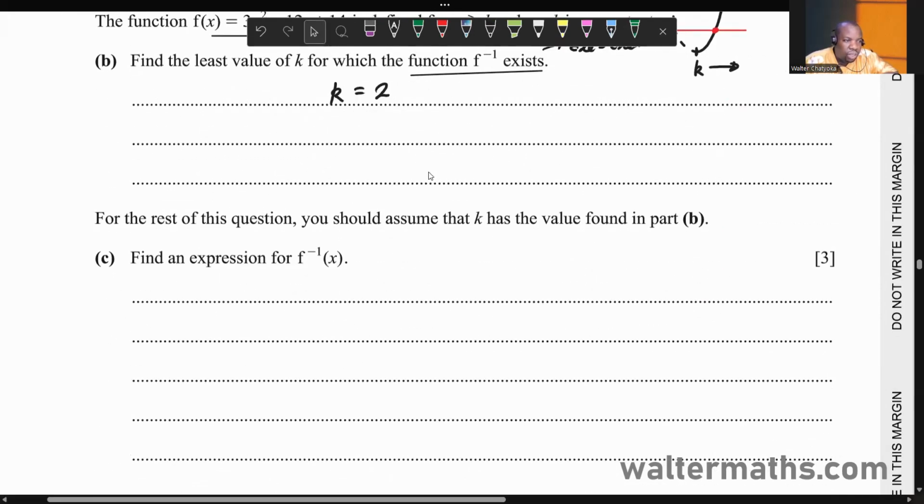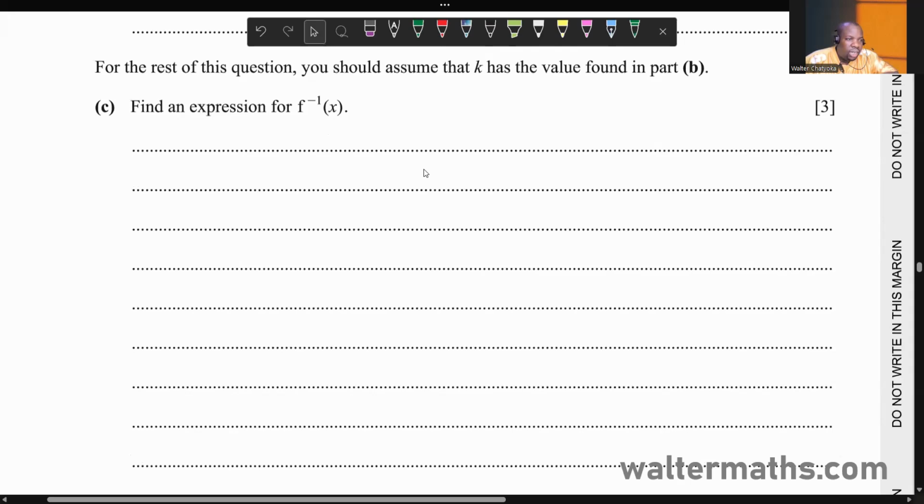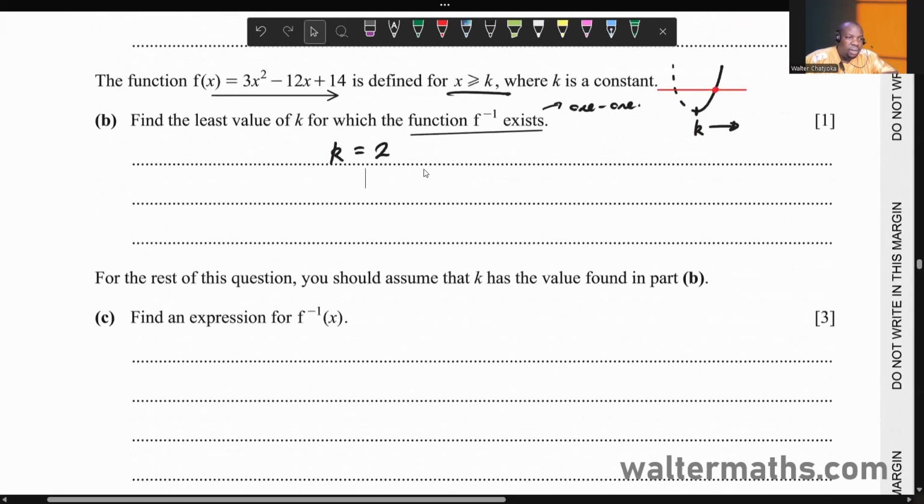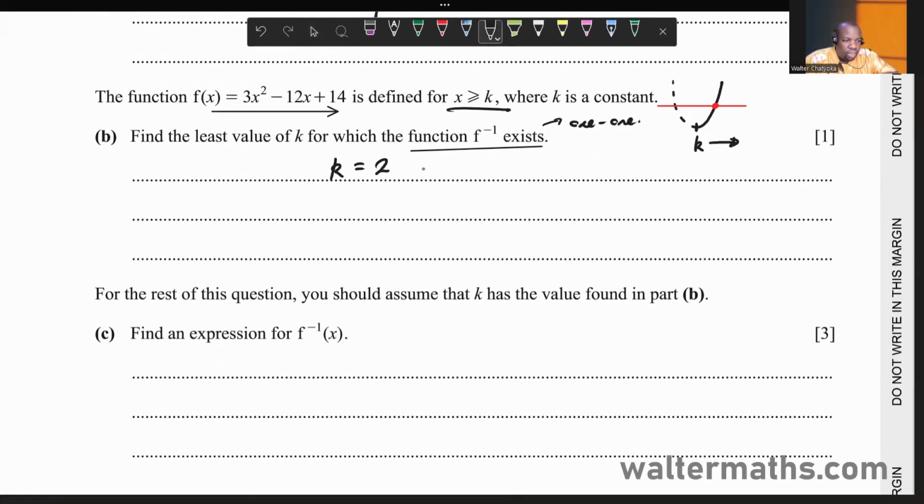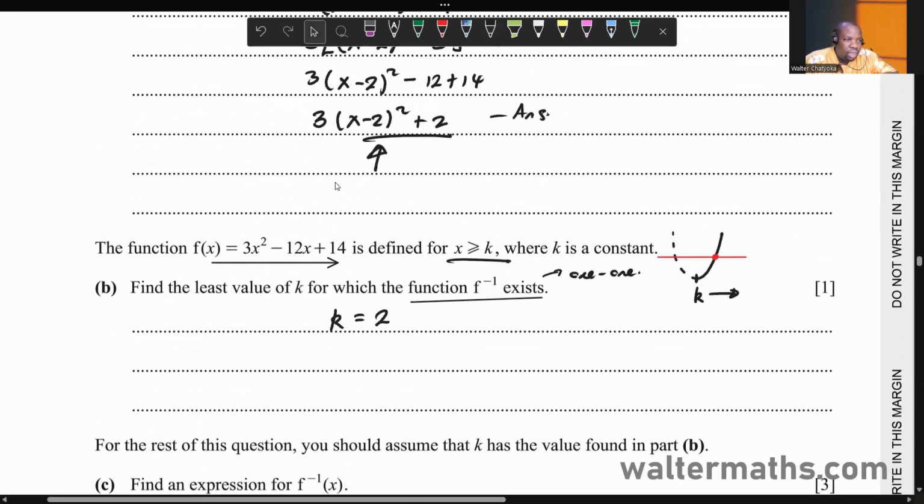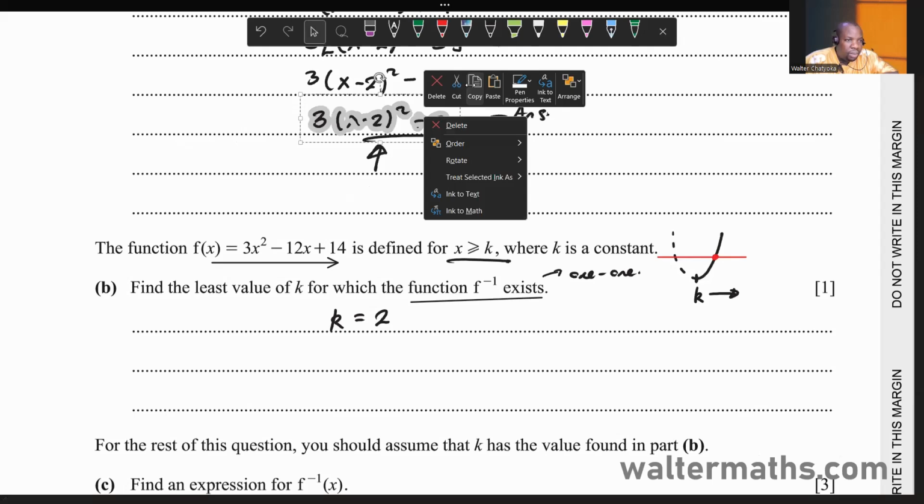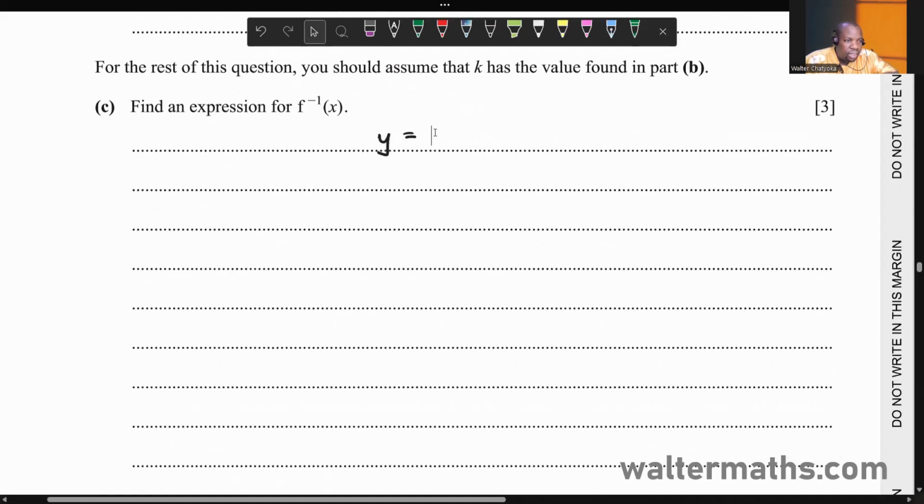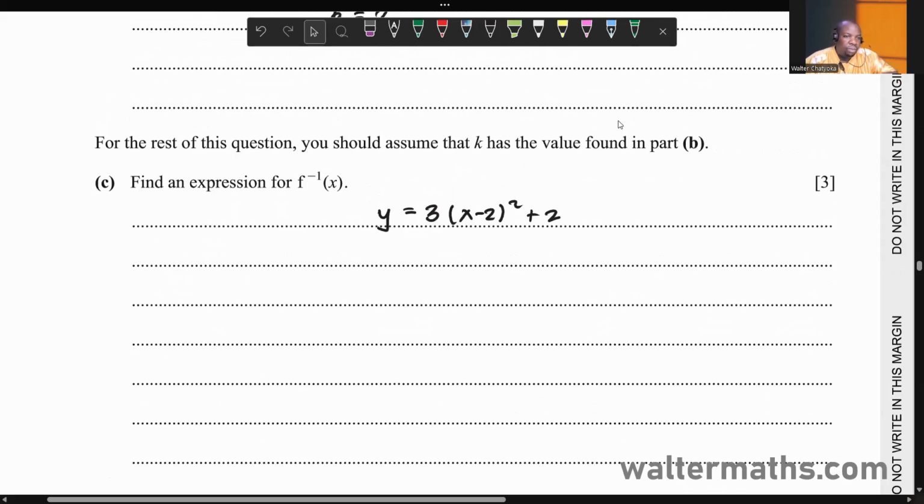For the rest of this question, they say you should assume that k has the value found in B. So find an expression for f inverse of x. All right, so we'll take the function and we'll write it as y is equal to, let's use the completed square form. Okay, so this is what we're gonna make use of. Okay, and I'm placing it here. So that's the same function, right?